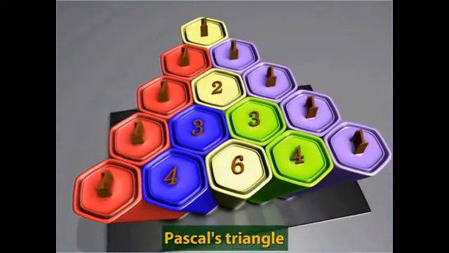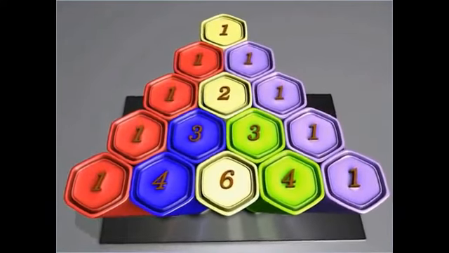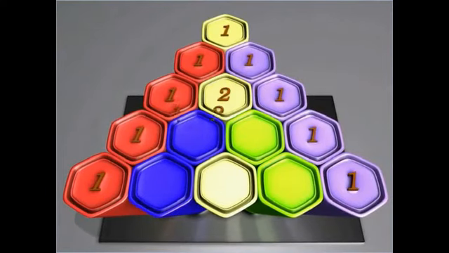Note that each row in the triangular array starts and ends with 1, while the rest of the elements in the triangle are equal to the sum of the two elements immediately above them in the previous row.